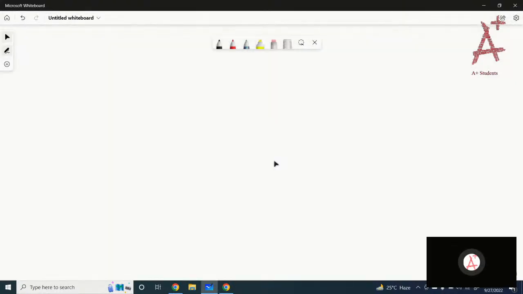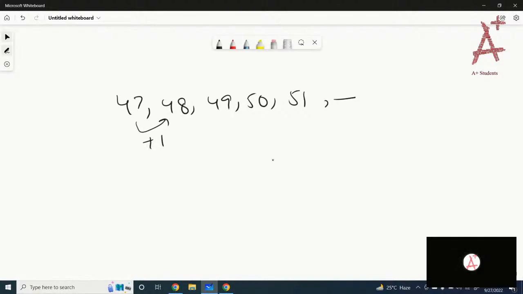Okay, the next one is 47, 48, 49, 50, 51, and then a missing number. So the pattern is increasing, and you have to add 1 for each next number. So 51 plus 1 is 52. Got it? So the missing number is 52.